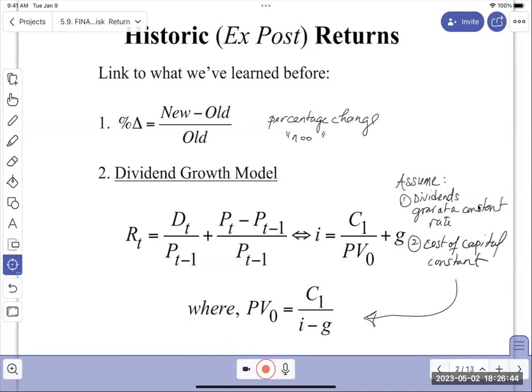We've basically seen this before, right? If you assume dividends grow at a constant rate, that's just the growing perpetuity. You have to think about the present value of future cash flows, which is the present value of dividends. And if you're told that they grow at a constant rate, then you'd use the growing perpetuity formula.